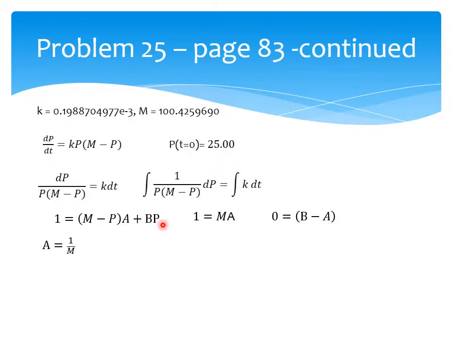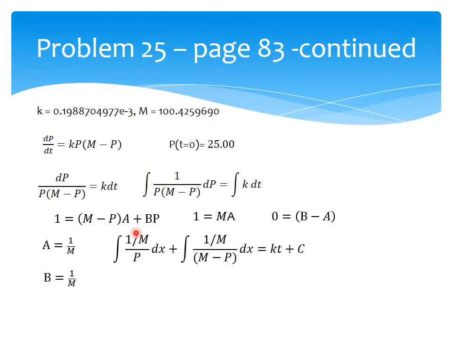So A has to be 1 over M, and B has to be equal to 1 over M. And then I can represent this integral in terms of my partial fraction representation. And then I can solve these integrals, multiply by M. I've left out all the mathematics or algebra between there. I figure you guys can do that. We've done it several times already.